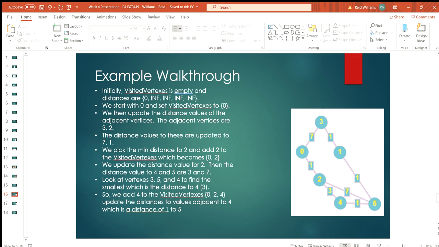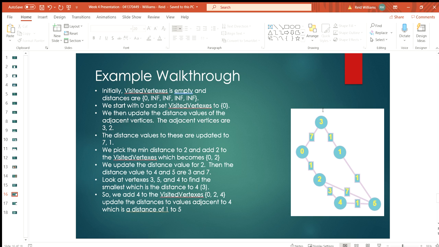So we start off with what I'm calling the visited vertex array, which is just empty. We haven't visited anything yet, and we set the distance to 0 for whichever one we start with, and then everything else is infinity. And there are 5 nodes. So there's 5 in total, 1 being 0, the rest being infinite.